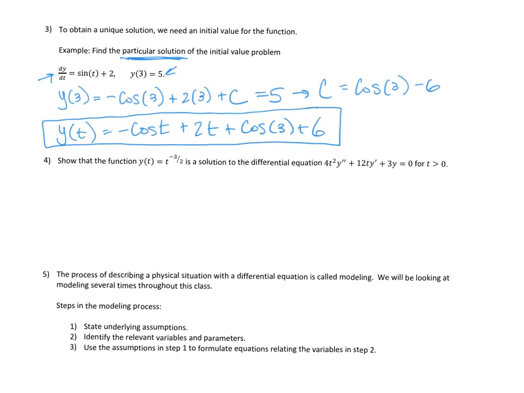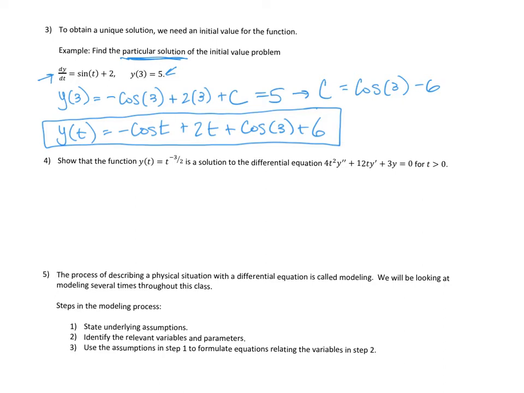Okay, so finding solutions to differential equations can be very difficult. The one we just did was pretty straightforward, but it can be very difficult. So one thing that we can do is you can always check if a function is a solution to a differential equation. Makes it much easier than just finding a solution. If you're given a potential solution, you can check.